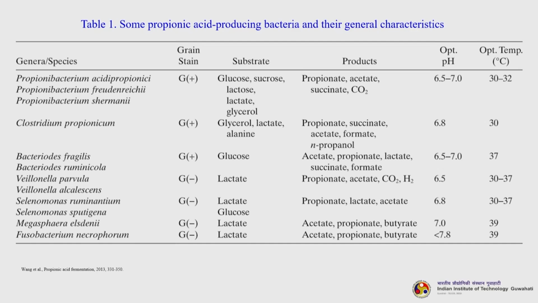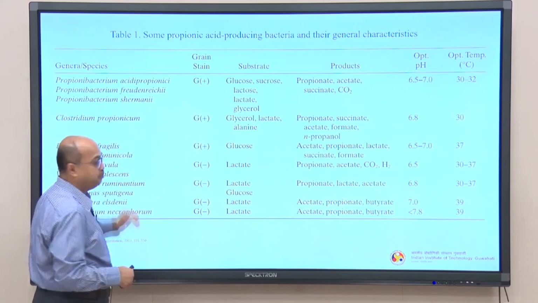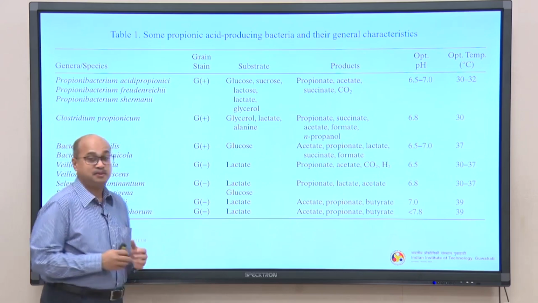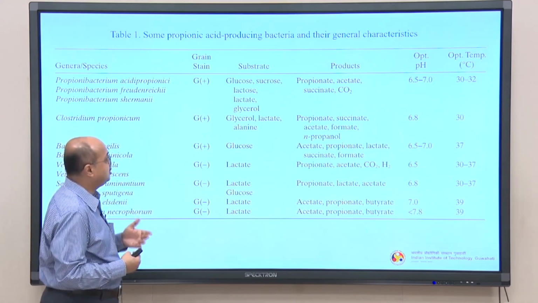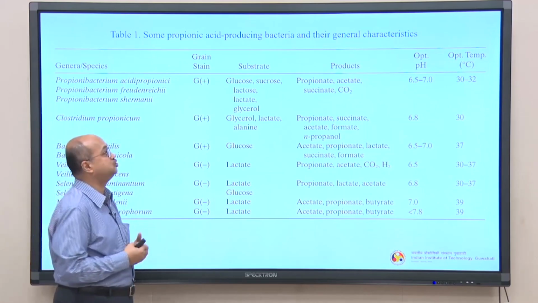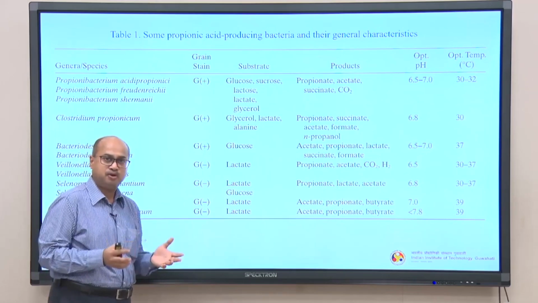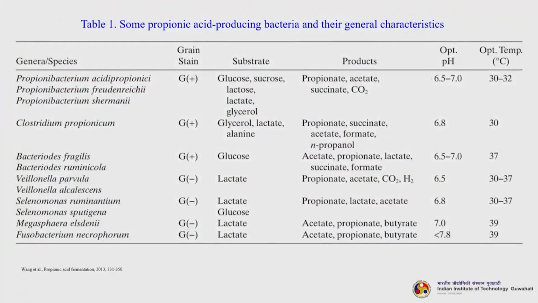The first is Propionibacterium acidipropionici, and the class of Propionibacterium species. They are gram positive strains, they can degrade various types of substrates, whether it is glucose, sucrose, lactose, lactate, even glycerol also. The products are propionate, acetate, succinate and carbon dioxide, of course, at different proportions. Optimum pH is 6.5 to 7, optimum temperature is 30 to 32.